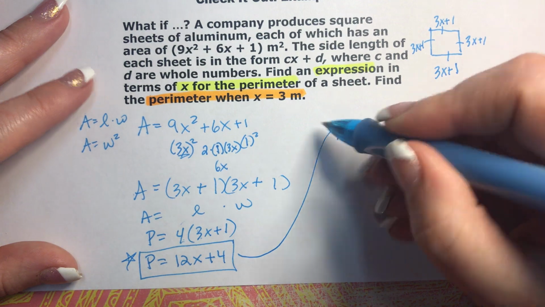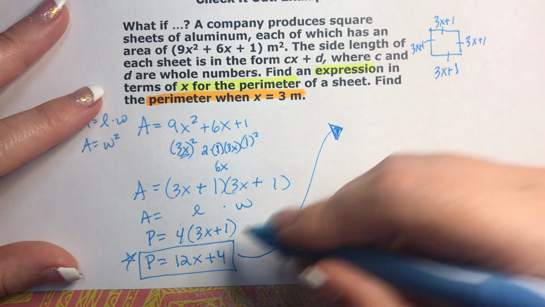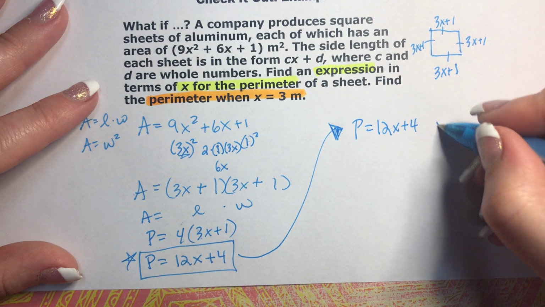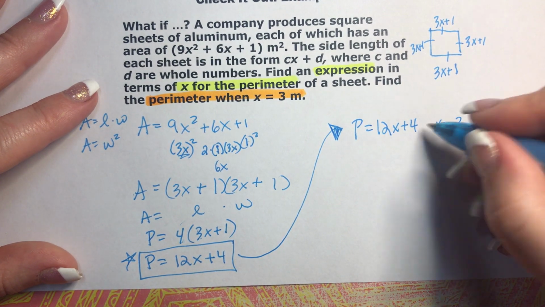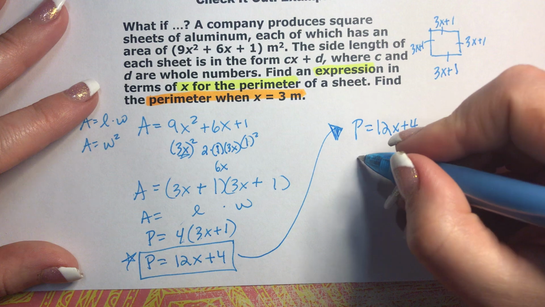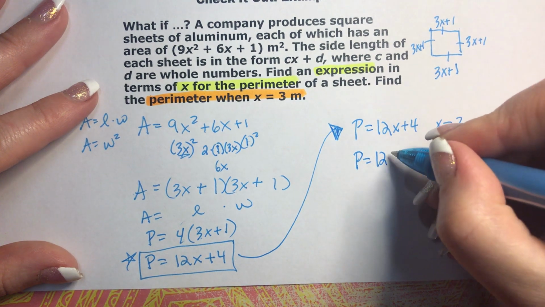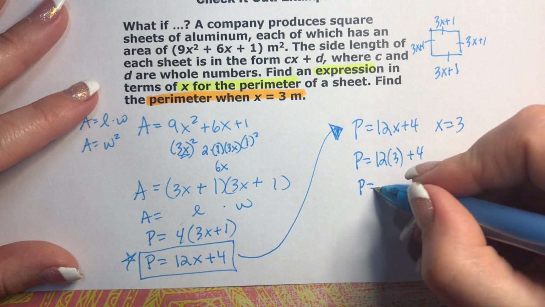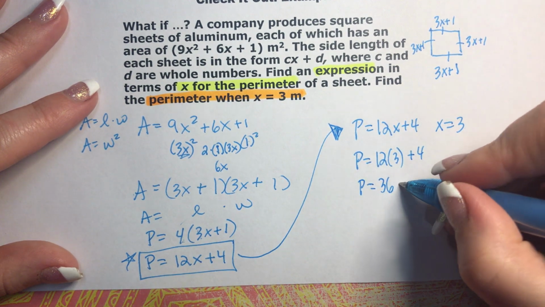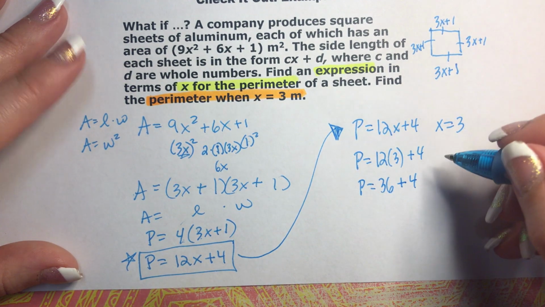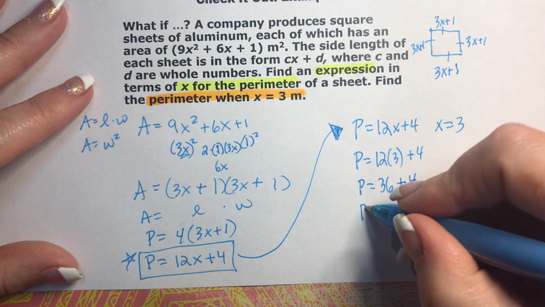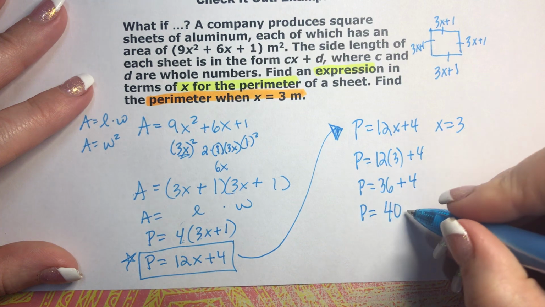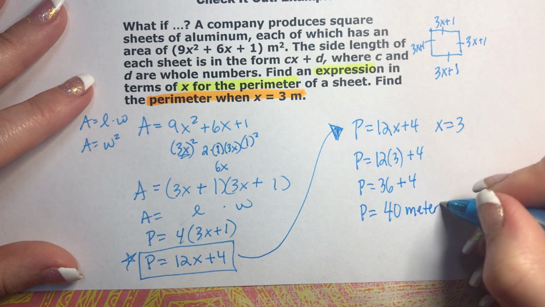And then we need to figure out the second part. They want us to use this formula, perimeter equals 12x plus 4, and figure out what the perimeter is when x equals 3. So we just substitute that in. We get P equals 12 times 3 plus 4. 12 times 3 is 36, plus 4. 36 plus 4 is 40. So the perimeter is 40 meters. And that is our answer.